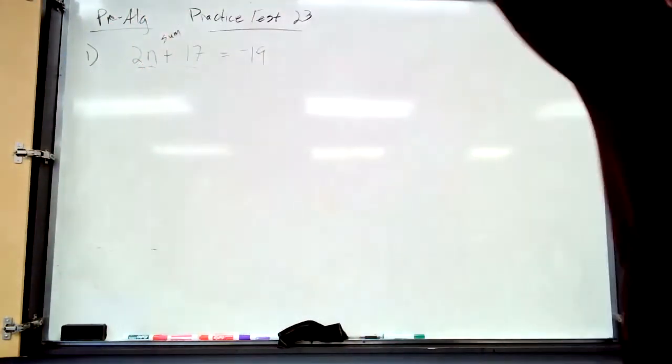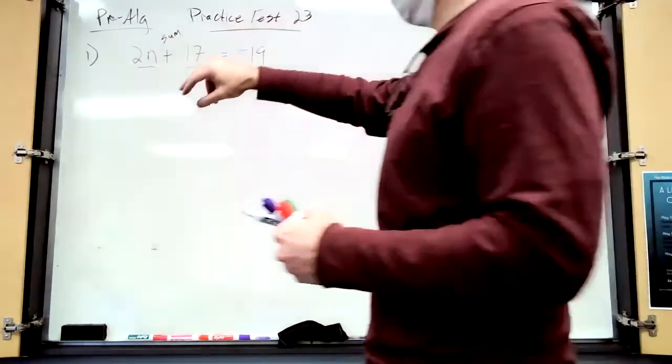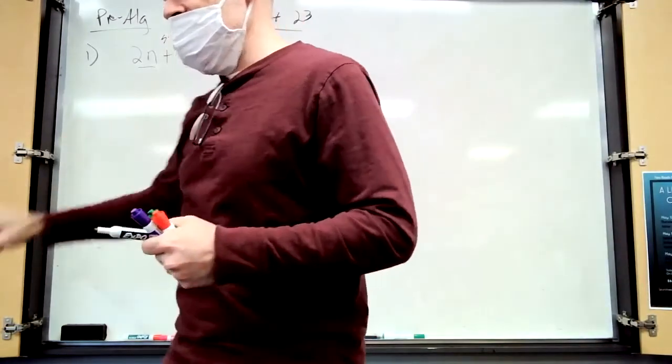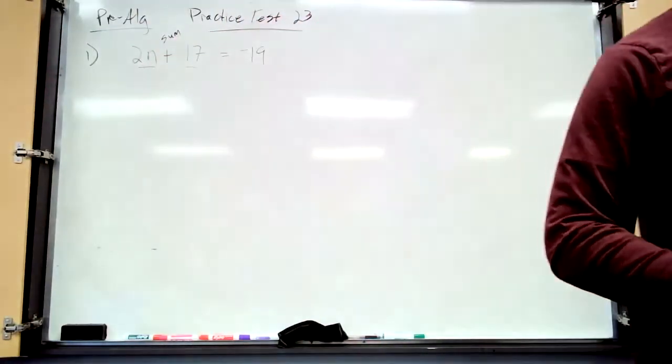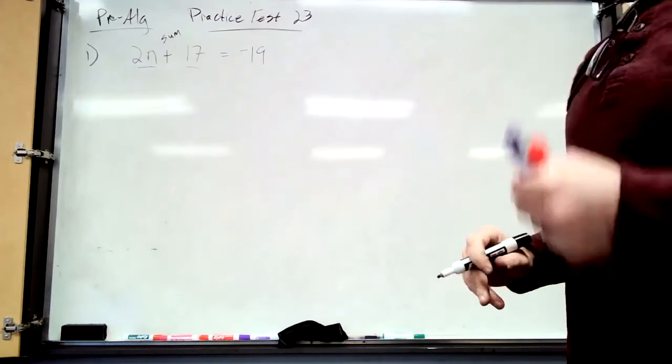This is a two-step equation, right? Because you have to get rid of two things. This guy and this guy. Mr. Flack, can we do a free problem set on this one? This is a practice test, so we're not doing free problem sets.